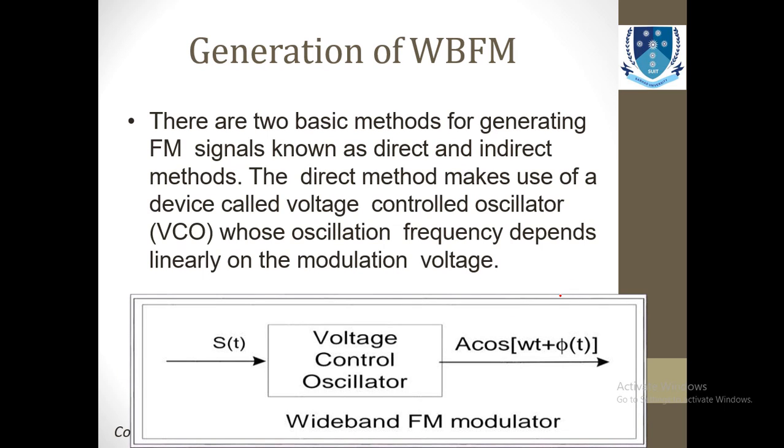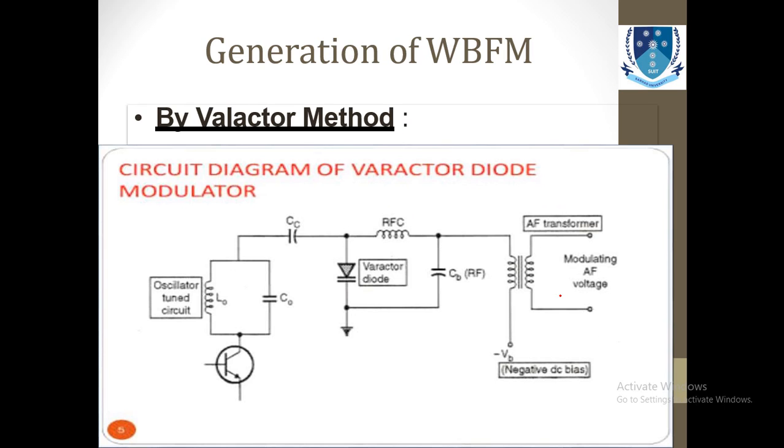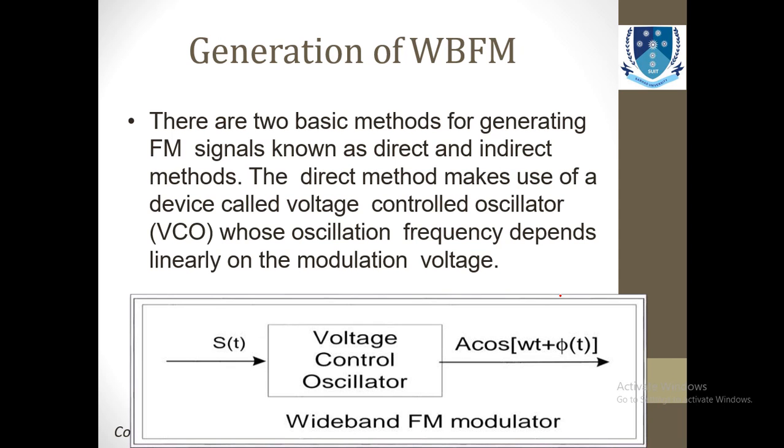In WBFM there are several methods to generate the signal. There are two basic methods. The first one is the direct method, and the second one is the indirect method, and furthermore there are subclasses of the direct method and the indirect method. So first let's talk about the direct method.